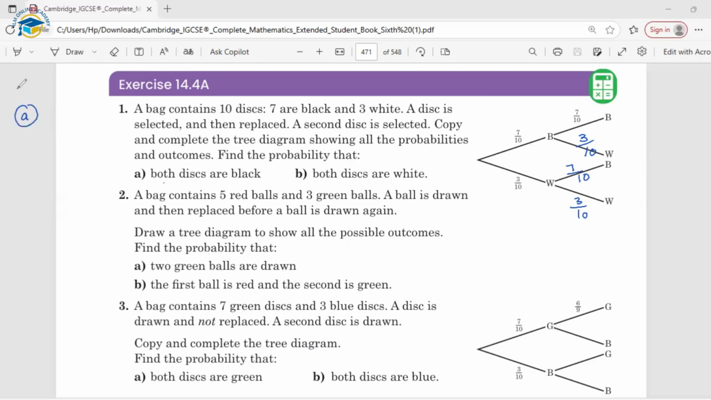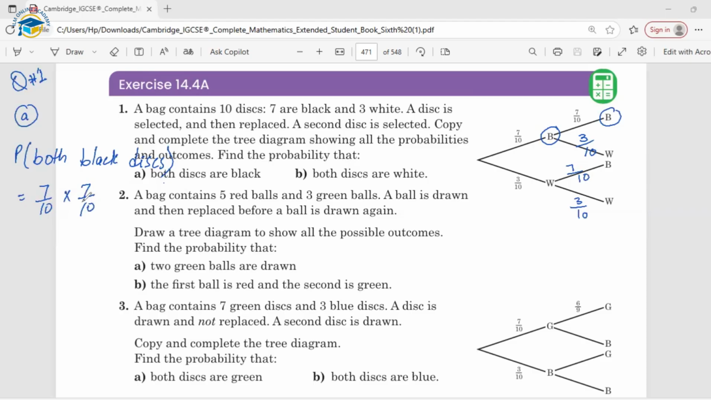So in A part of question number 1, what they are asking is both disks are black. We need to find the probability of both black discs. Okay, so both black discs means where you are having two black discs. In the first draw, we have black and black. So 7 by 10 times 7 by 10. Okay, we need to just multiply.